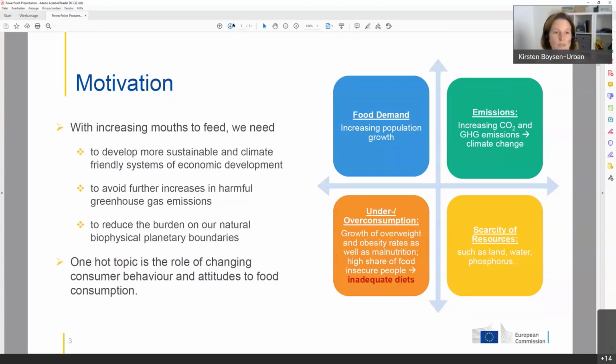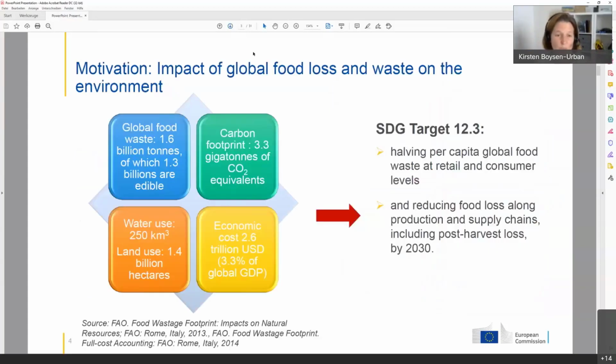When we look at the impacts of food waste and loss on the environment, we see that we waste in total 1.6 billion tons of food, of which 1.3 would be edible. This is related to a carbon footprint of 3.3 gigatons of CO2 emissions, or 250 cubic kilometers of water use, or 1.4 billion hectares of land.